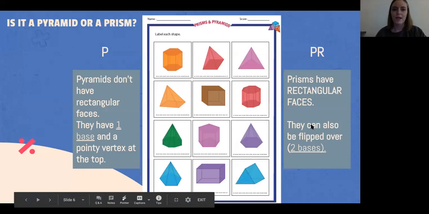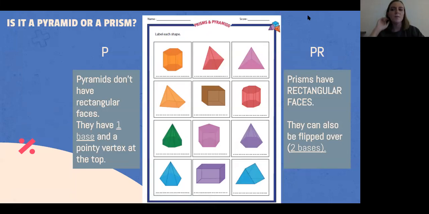So let's see, do we think this is a pyramid or a prism? So pyramids and prisms are different. They look similar sometimes, but there's a special way to find out if it's a prism or a pyramid, which are 2 different categories or ways to sort some of our 3D shapes. So a pyramid doesn't have any rectangular faces, okay? It can have a point up at the top, a very, very pointy vertex, and it only has 1 base.